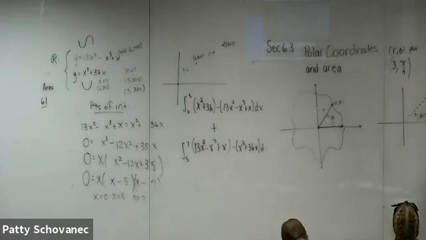Now you get out your ruler and you measure 3 units on that. So let's say that's 1 unit, 2 units, 3 units. So here's the point: r is 3, theta is pi/4.